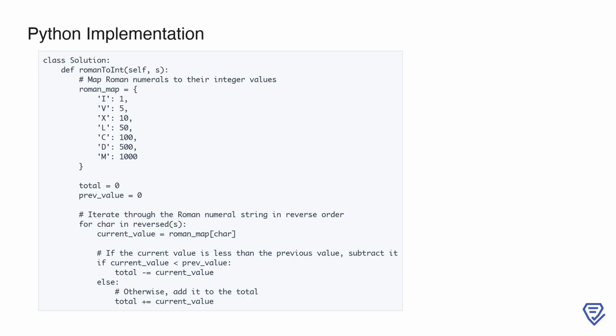The key part of this implementation is the for loop, where we iterate through the input string in reverse order. This ensures that we can handle the subtraction rule of Roman numerals correctly. For each character, we look up its integer value in the roman_map dictionary and store it in current_value. At this point, we check whether the current numeral's value is less than the previous one. If it is, we subtract it from the total, as required by the subtraction rule.